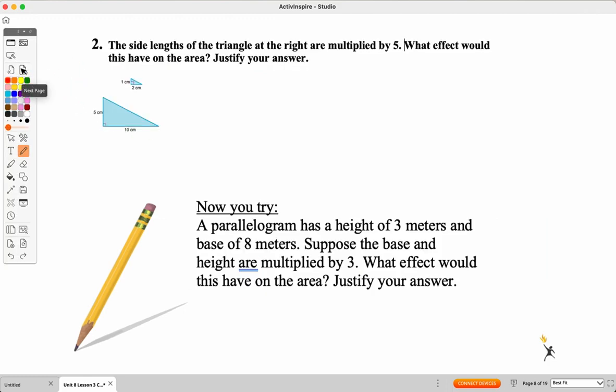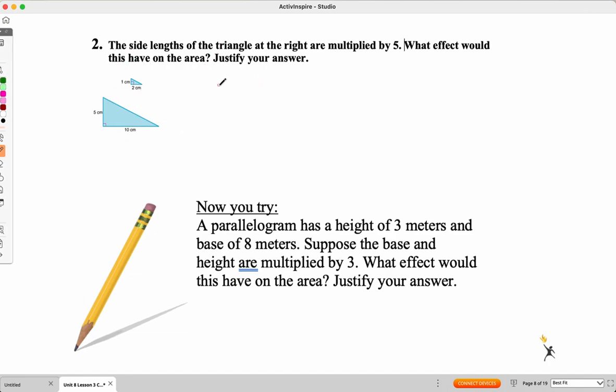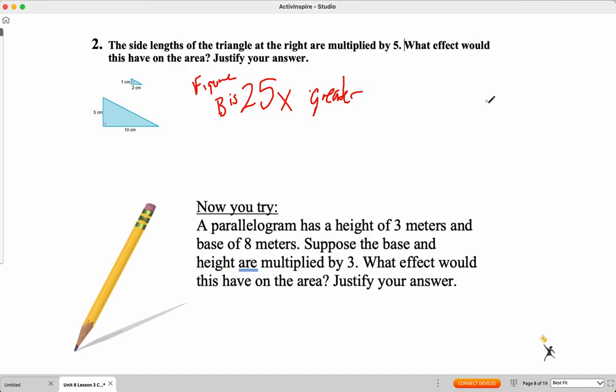Okay? All right, so if we take a look at our triangle here, the side lengths of this triangle are multiplied by 5. What effect is that going to have on the area? Well, without finding out the area, we're going to know that, since both of the dimensions are multiplied by 5, 5 times 5 is 25 times greater. So that's going to make the area 25 times greater on figure B.